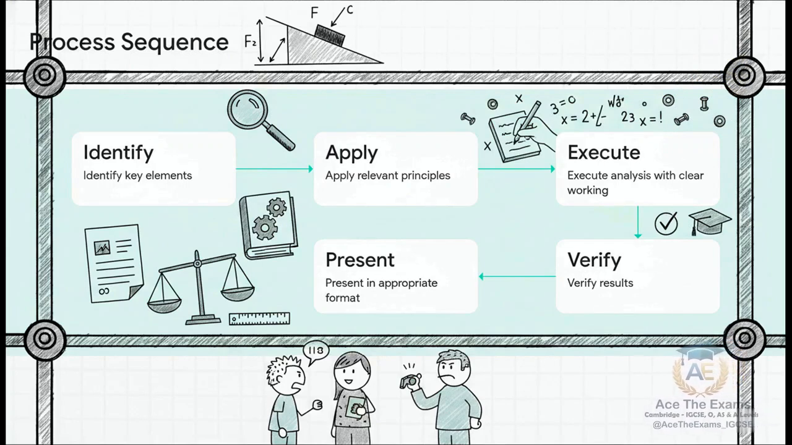After that, you move to step 4, verify your results, and finally, step 5, present it in the appropriate format. Sticking to these strict conventions, proper headings, correct terminology, and clear annotation is exactly how you erect an unshakable scaffold that maximizes your final point yield.